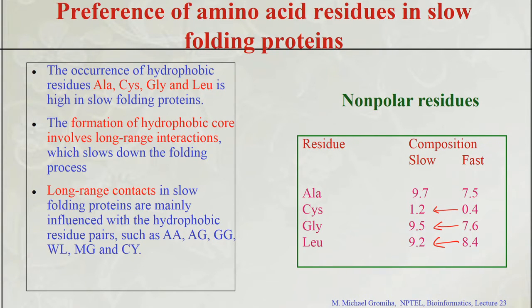down the folding process. Then we see the contacts in the slow folding proteins and fast folding proteins. You can see the long range contacts in slow folding proteins are mainly influenced by the hydrophobic pairs. See alanine alanine, tryptophan leucine, alanine glycine, cysteine tyrosine. You can see the contacts between the hydrophobic residues are more in the case of slow folding proteins compared with fast folding proteins.